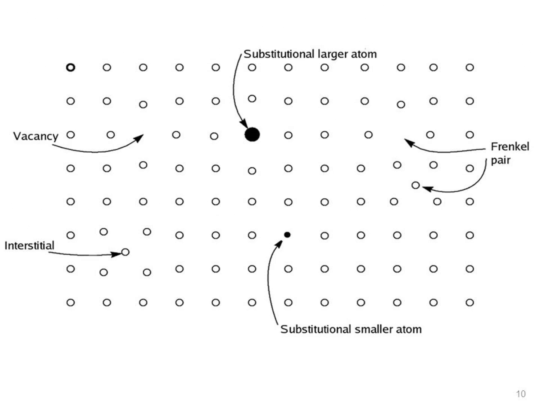This shows defects in crystal structures. First is the vacancy, and this is the interstitial defect. This is the substitution of a larger atom, and these are the Frenkel pair and substitution of a smaller atom.